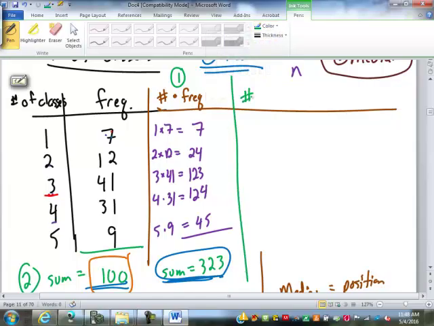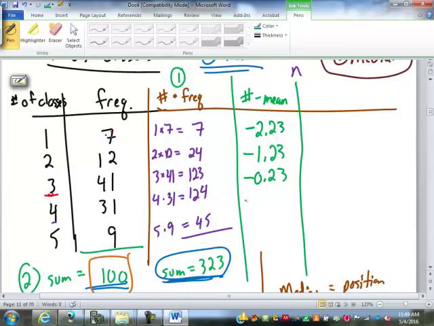It's going to be our number minus the mean. Now the number, the value is the 1, 2, 3, 4, not the frequency. So 1 minus 3.23 is a negative 2.23. 2 minus 3.23 is a negative 1.23. 3 minus 3.23 is a negative 0.23. 4 minus 3.23 is 0.77. And 5 minus 3.23 is 1.77.